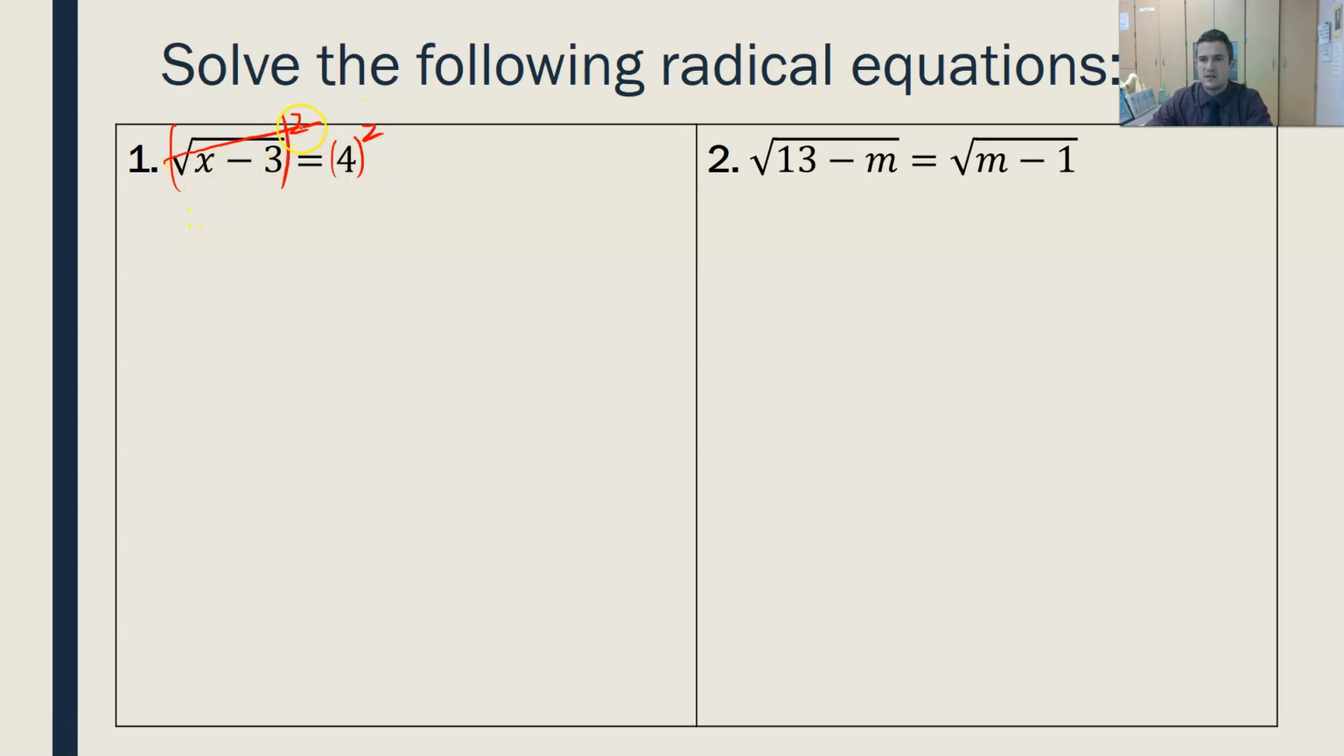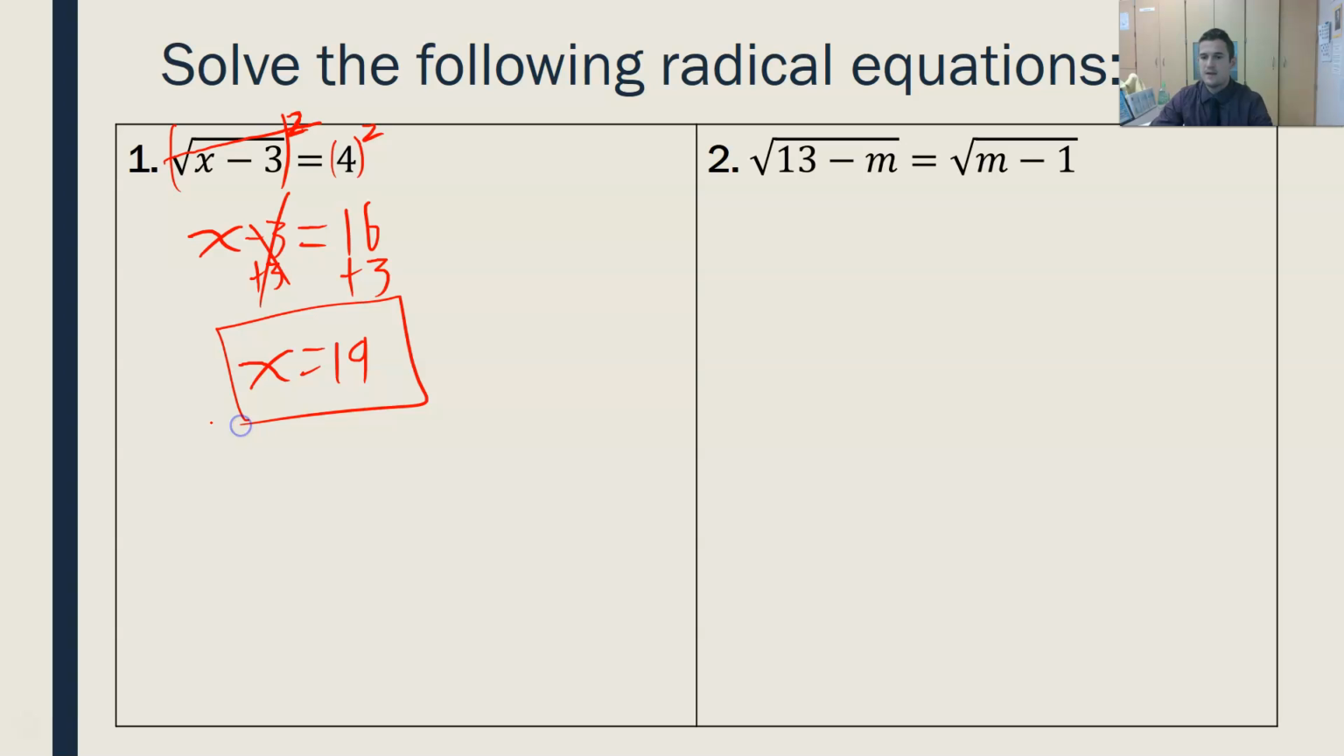So the square root and the exponent of 2 here cancel out, and I'm left with x minus 3 equals, and then 4 squared is equal to 16. Well, this one's actually super nice. This is going to work out super well. x minus 3 equals 16. I'm going to go ahead and add 3 on both sides. Negative 3 plus 3 is 0, and I'm left with x equals 19. That's my answer. That's it.